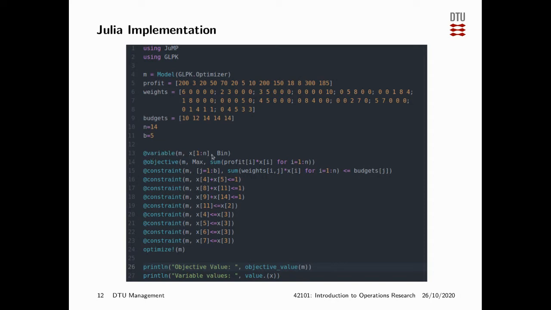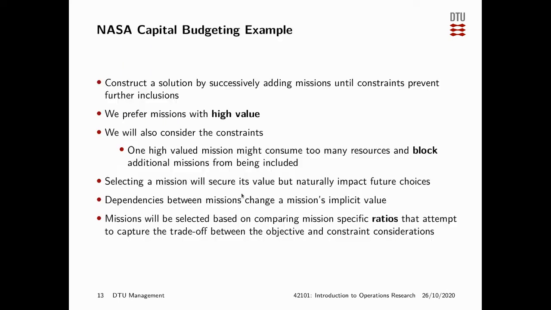Down here, I declare the 14 binary variables in my problem. My objective is to maximize the value of the selected missions. I build the 5 budget constraints here. There you see the constraints ensuring that I don't select incompatible missions, and down here you see the constraints ensuring the dependencies between the missions. If you run this, you will get the solution we found on the previous slide.